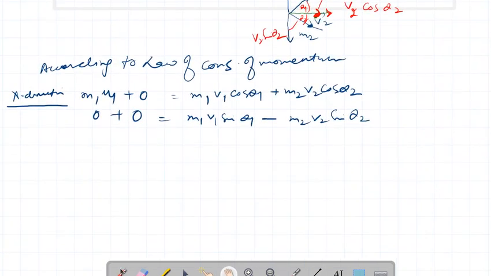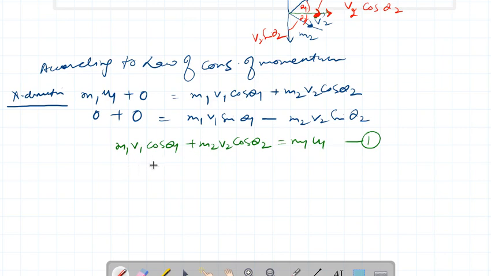And let me sum up these two results. So the equation which I'm getting: m1 v1 cos theta 1 plus m2 v2 cos theta 2 must be equal to m1 u1, and let me call this equation number 1. And from the other, I can write down m1 v1 sine theta 1 minus m2 v2 sine theta 2 is equal to 0. Let us call it equation number 2.